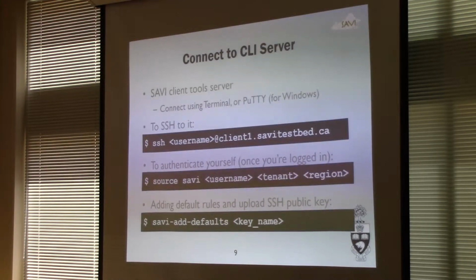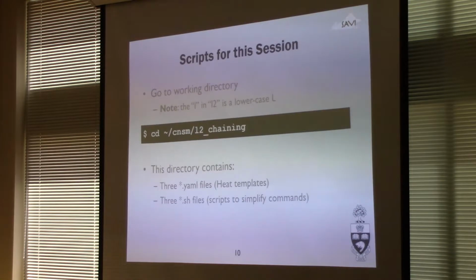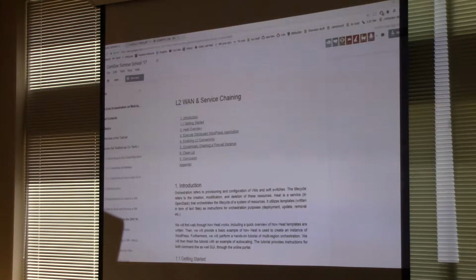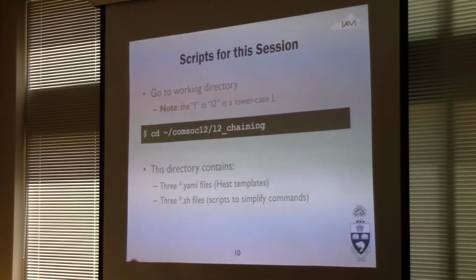So connecting to the CLI server, I believe you've already done this, so I'll skip this part. This should be updated. So in the working directory, let me update this really quickly. You should have, in your home directory in the SAVI1 client machine, if you type ls just to see what's in there, you should see a directory called comsoc12 within comsoc17.